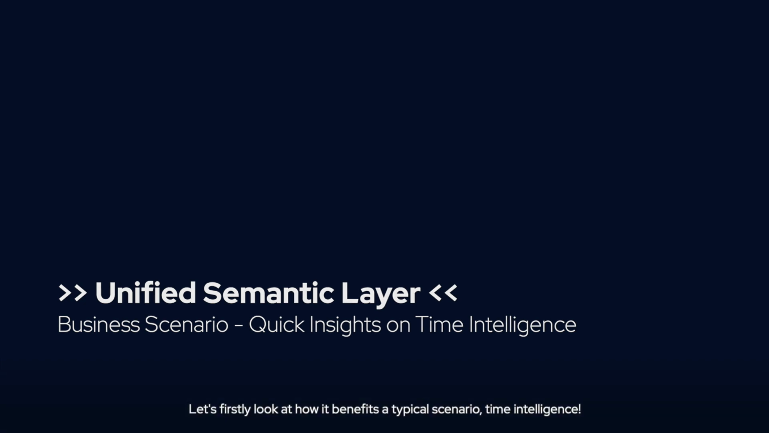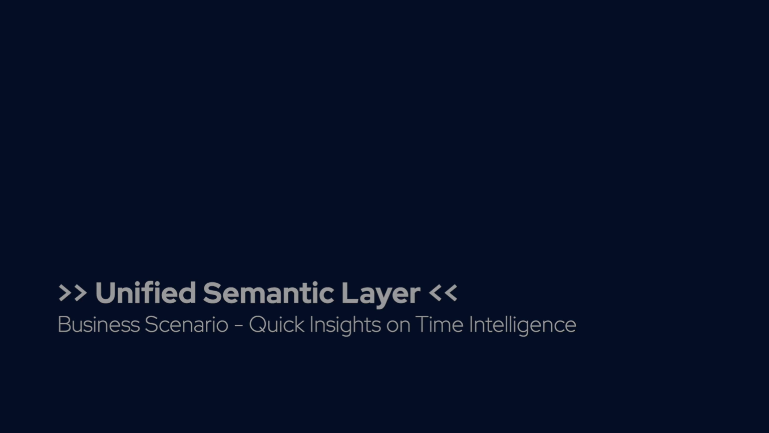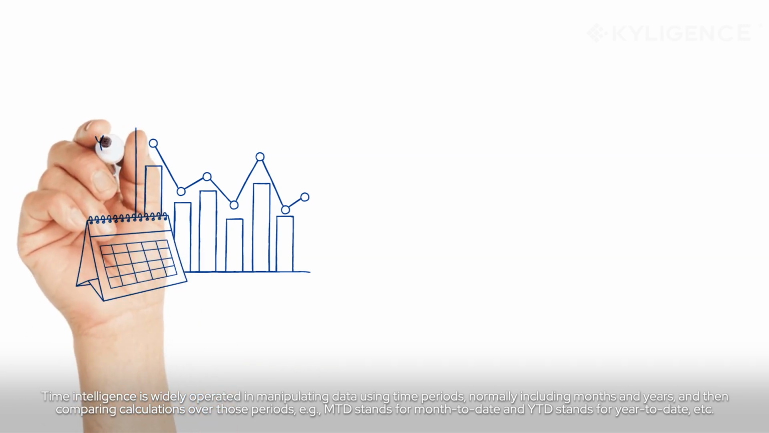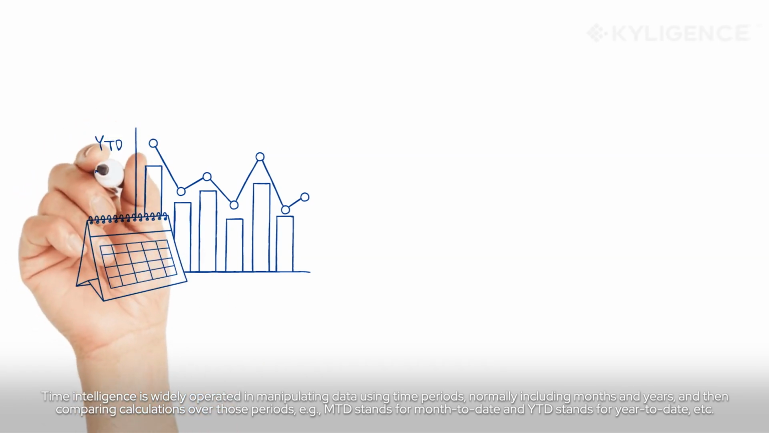Let's first look at how it benefits a typical scenario, time intelligence. Time intelligence is widely used in manipulating data using time periods, normally including months and years, and then comparing calculations over those periods. For example, MTD stands for month to date and YTD stands for year to date, etc.